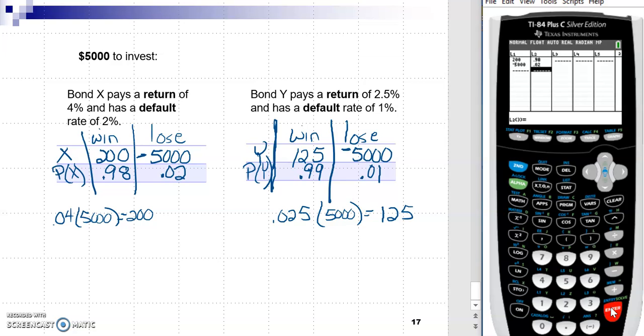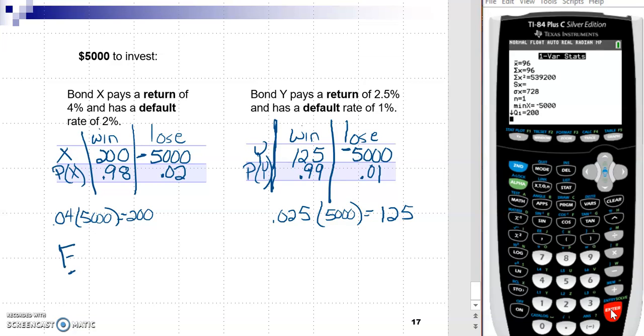And now we're going to calculate one variable stat on these two lists, list 1, list 2. And the mean here is $96. So with investment on bond X, the expected value for X is $96.